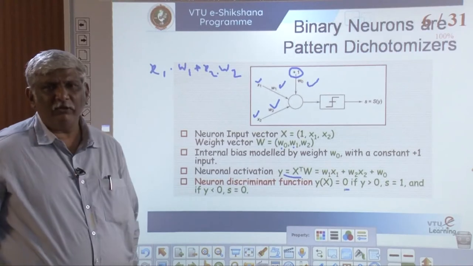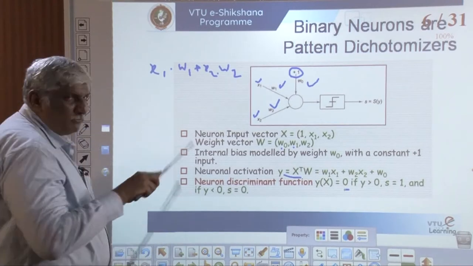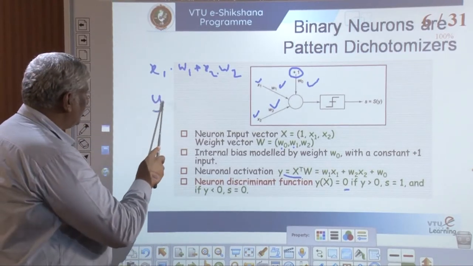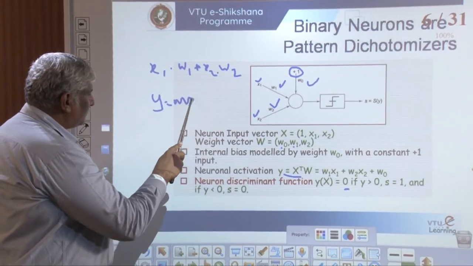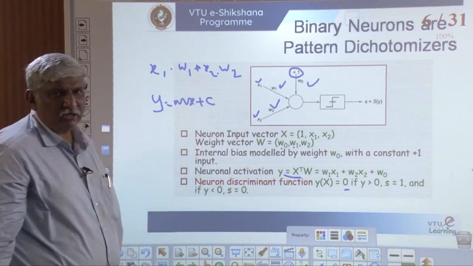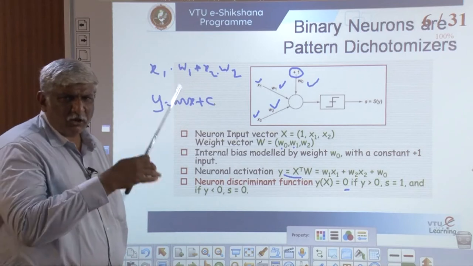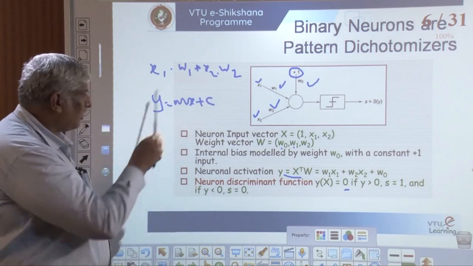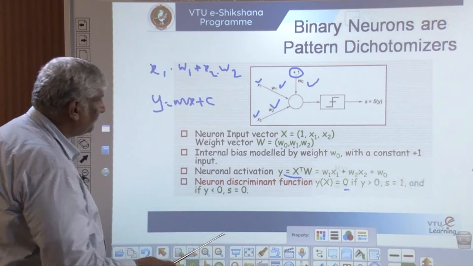So normally we will be trying to fix it using a simple straight line. So normally what is going to be the straight line equation? Y equal to mx plus c, right? Yeah, normally a straight line equation. So we are going to fix this output according to this straight line function.